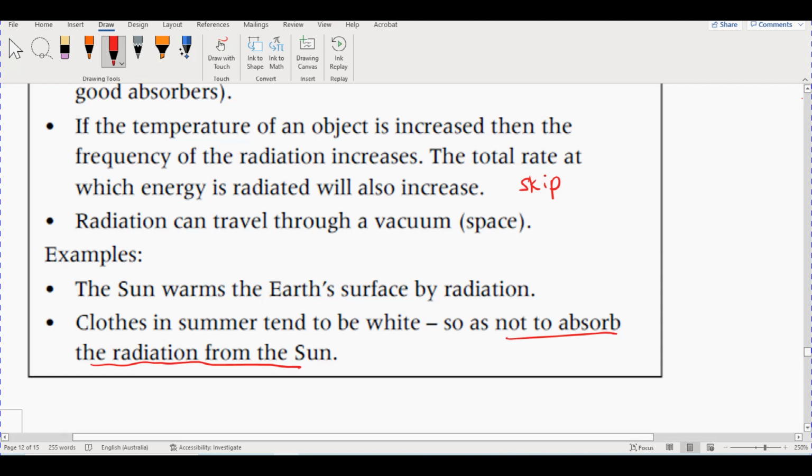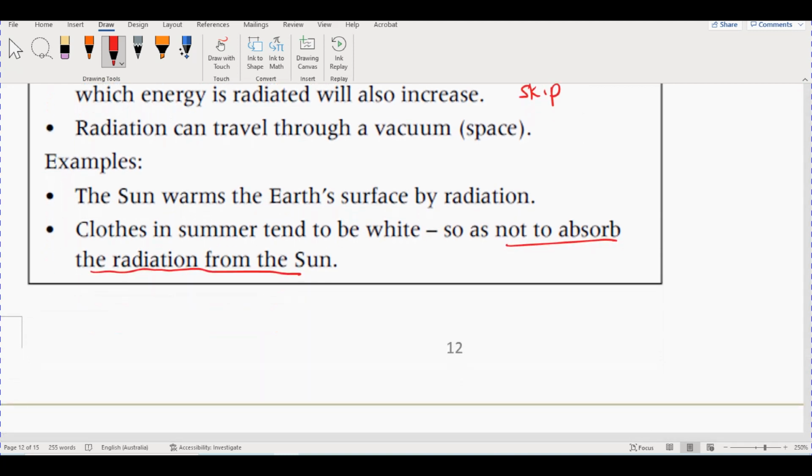Okay, let me ask you one very interesting question. If the clothes in the summer tend to be white, answer this question. I'm not going to give you the answer right now in the video, but you can think about it and possibly tell me the answer, or discuss among your mates. Answer this by yourself.